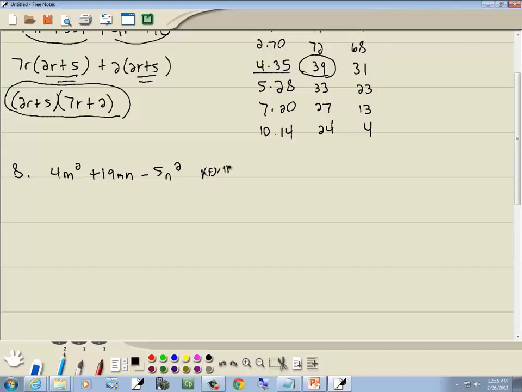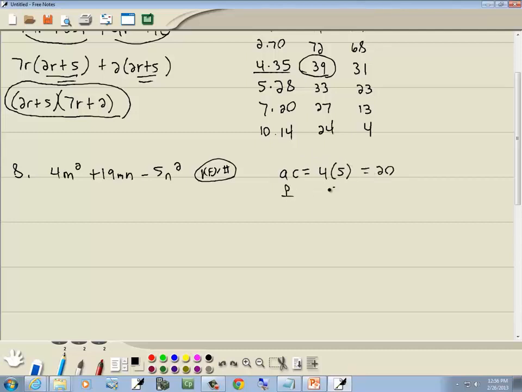I've been emphasizing this form over and over. M squared, M, no M, and there's a number in front of your M squared. That's key number. Now it's got some extra junk in here, but we'll see how to handle that. With our key number, we take our number at the beginning times the number at the end, ignoring signs. So 4 times 5 gives us 20.